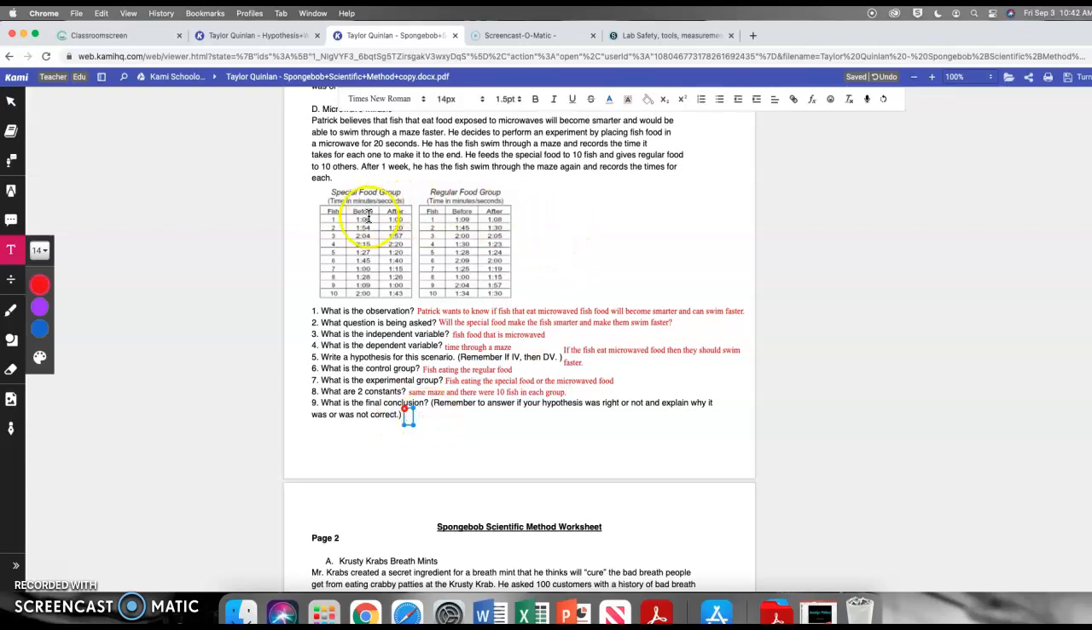Our conclusion. Looking at our data tables, we would go line by line. Does it decrease the time it took? Yes, it decreased. No, it increased. Yes, it decreased. Yes, it increased. So we would go line by line to all of these and determine if it decreased the speed or not. Unfortunately, our hypothesis was incorrect. The microwave food does not make the fish smarter or swim faster. So we would be done with that one.